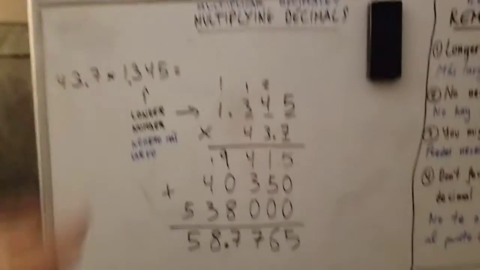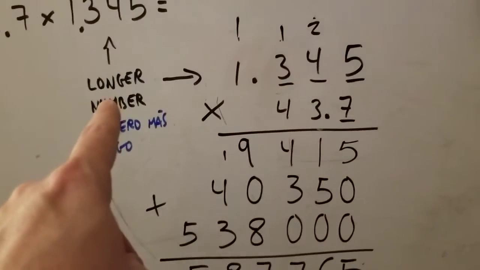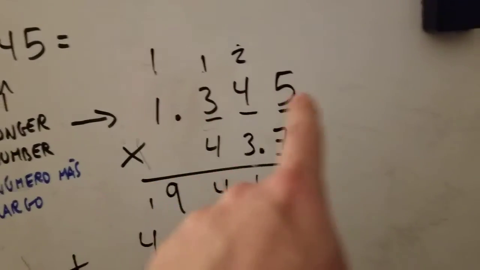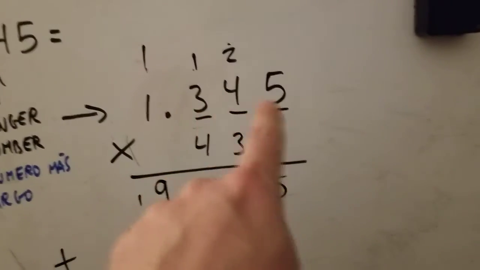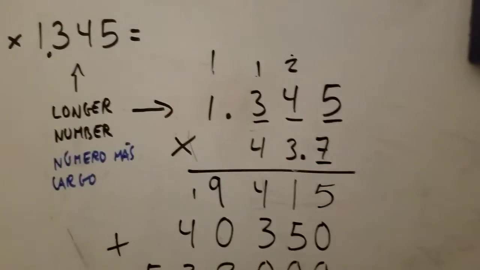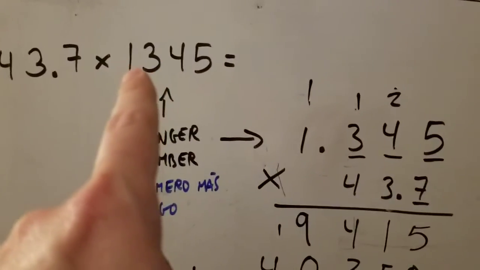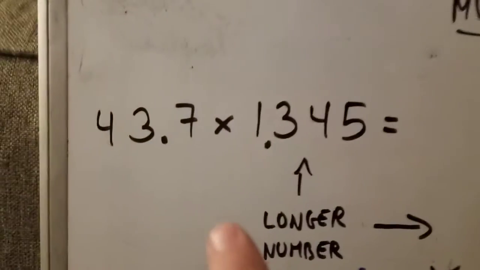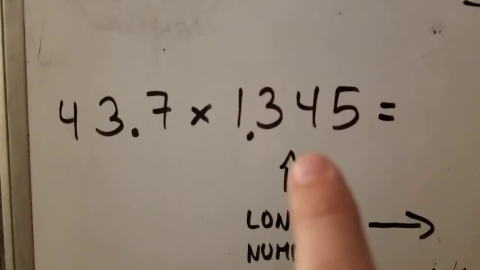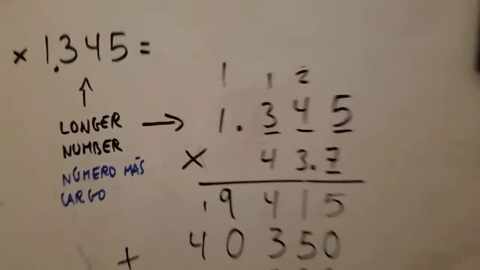Okay, one thing I forgot to mention: the longer number, not the larger, but the longer number, if possible, try to put it on top when using the standard algorithm. Okay, it's always easier, at least for me, but up to you. If you switch, it doesn't really matter. But piece of advice: the longer number, try to put it on top. See, here the longer number is the second factor. But I put it first. Why? Because it's longer. That's all.